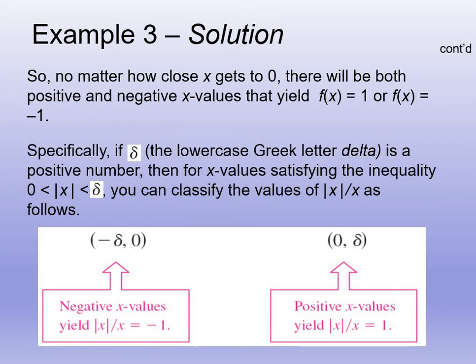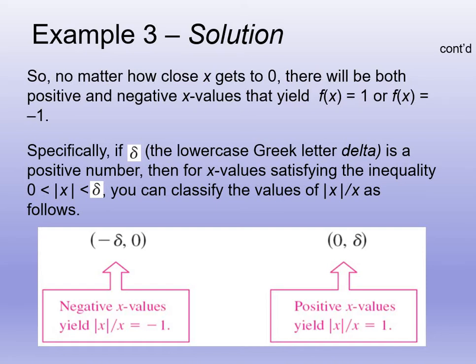Okay, so we're going to start defining things in terms of delta, delta x and epsilon. We're going to get into the formal definition of a limit here in a few minutes. If delta is a positive number, then for the values of x satisfying the inequality, we can classify them as the following. So negative values of delta, and this is still specific to example 3. Any value of delta, some arbitrary change in x that we do, as we got closer and closer to x equals 0, we yielded a -1.